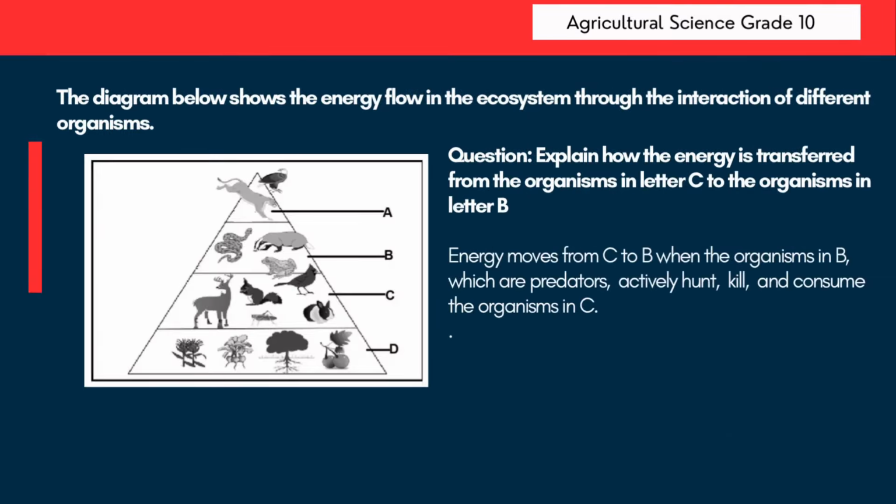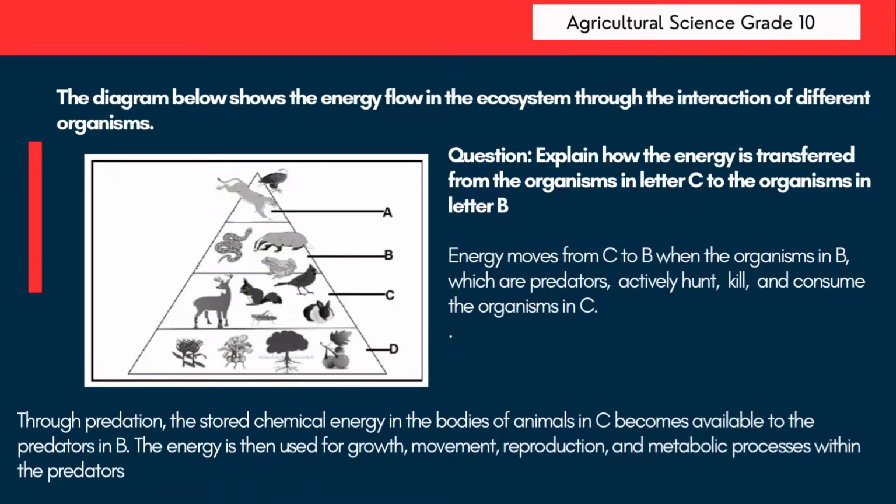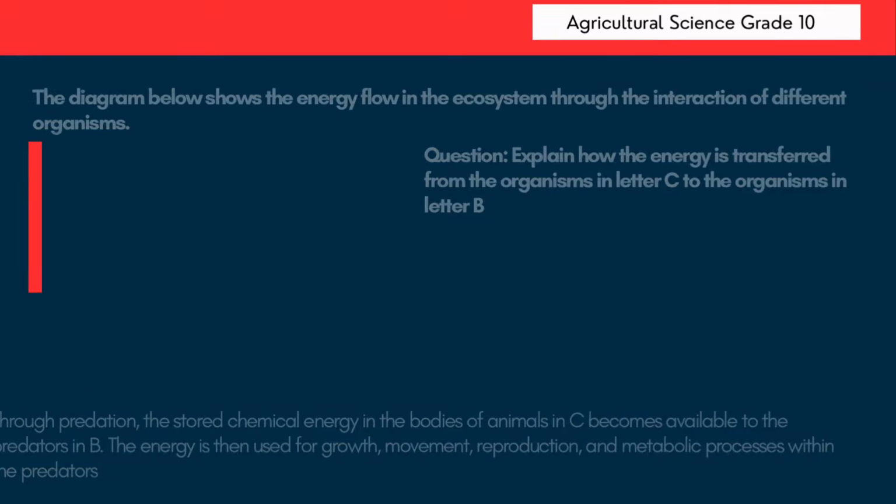Question: explain how the energy is transferred from the organisms in letter C to the organisms in letter B. Energy moves from C to B when the organisms in B, which are predators, actively hunt, kill, and consume the organisms in C. Through predation, the stored chemical energy in the bodies of animals in C becomes available to the predators in B. The energy is then used for growth, movement, reproduction, and metabolic processes within the predators.